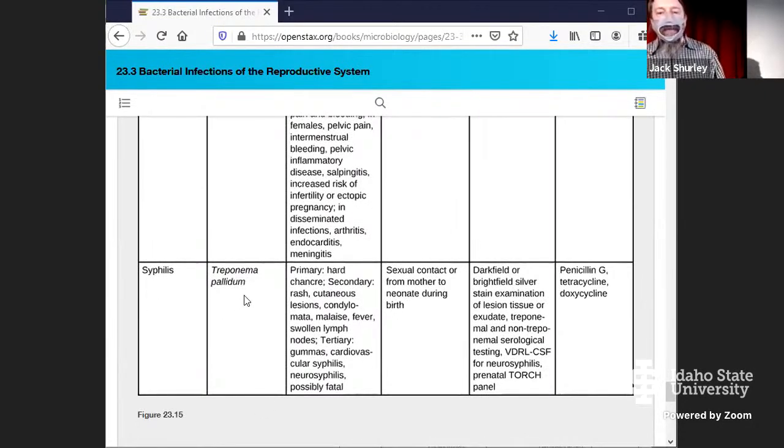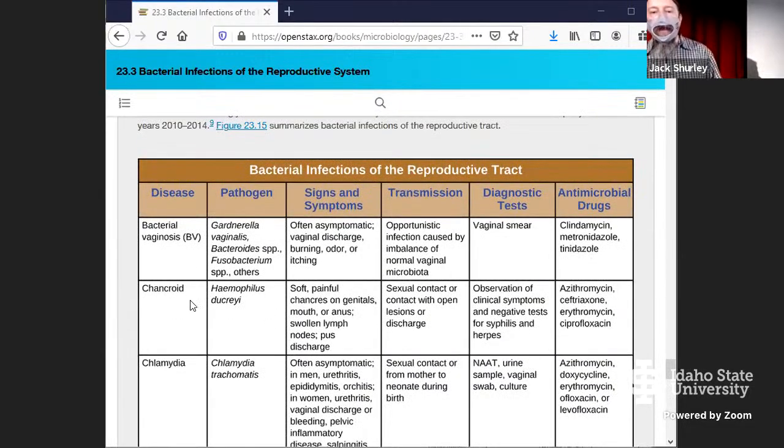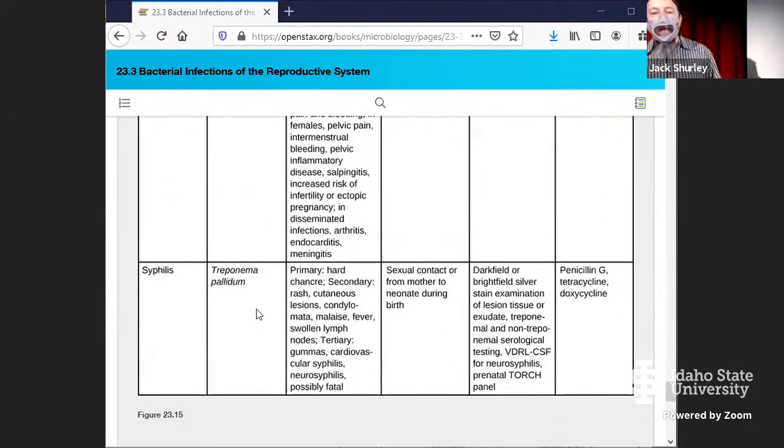And syphilis, Treponema pallidum. Like I said, multiple stages. The primary stage, the first initial stage, is a hard chancre, back up to the top. The chancroid with Haemophilus is soft and painful, and syphilis is hard and painless. It doesn't say that, but it's not painful. All right. But any sort of lesion should be an indication you've got something going on.